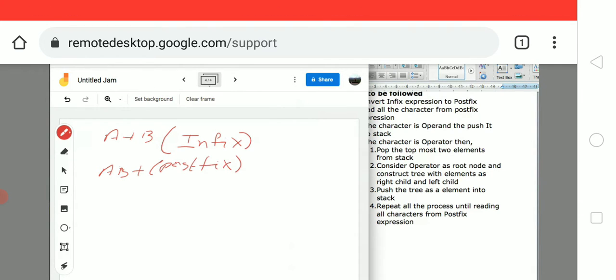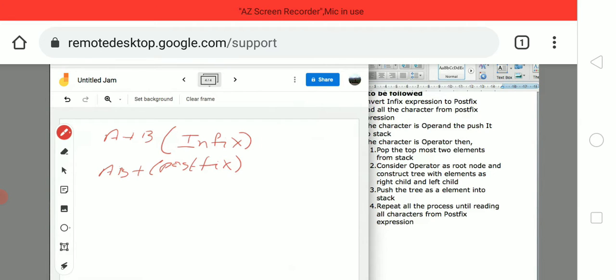So this is the postfix. So a plus b is the infix expression and a b plus is the postfix. So here we got operands first, after that operator. Now we have to construct a tree for this postfix expression.